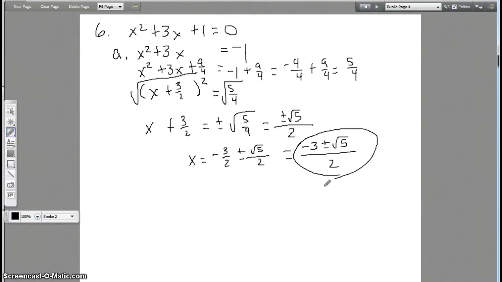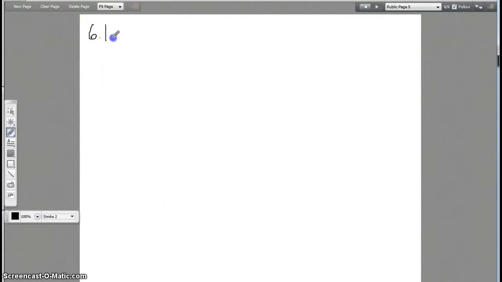And part C asks which method for solving the equation is easier using the quadratic form. Oh, I'm sorry, we haven't gotten to that part yet. We need to do part B now. So let's do new page. Number 6, part B, asks us to solve it by using the quadratic formula.